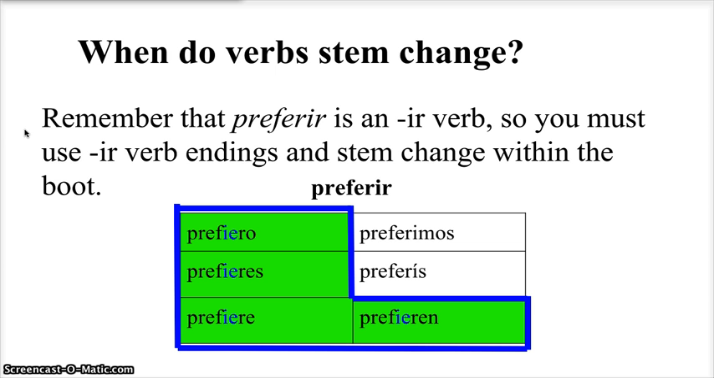So this is our introduction to E to IE stem changing verbs with a focus on querer and preferir.